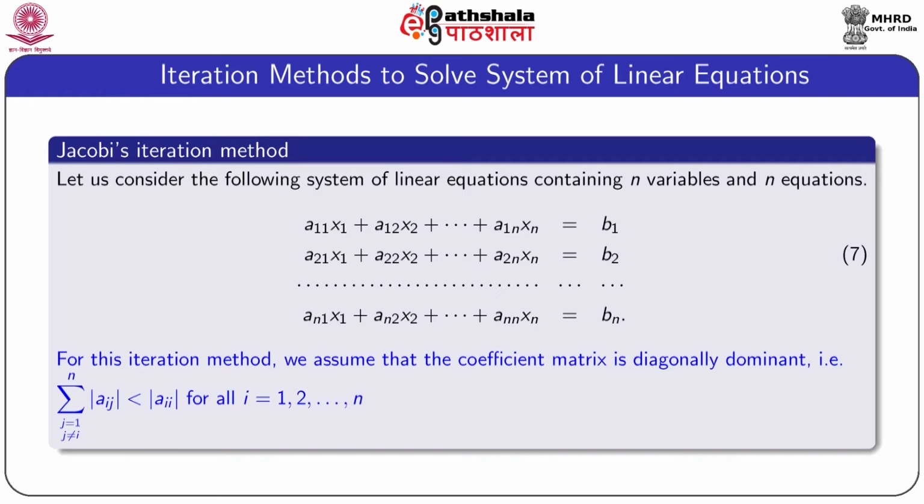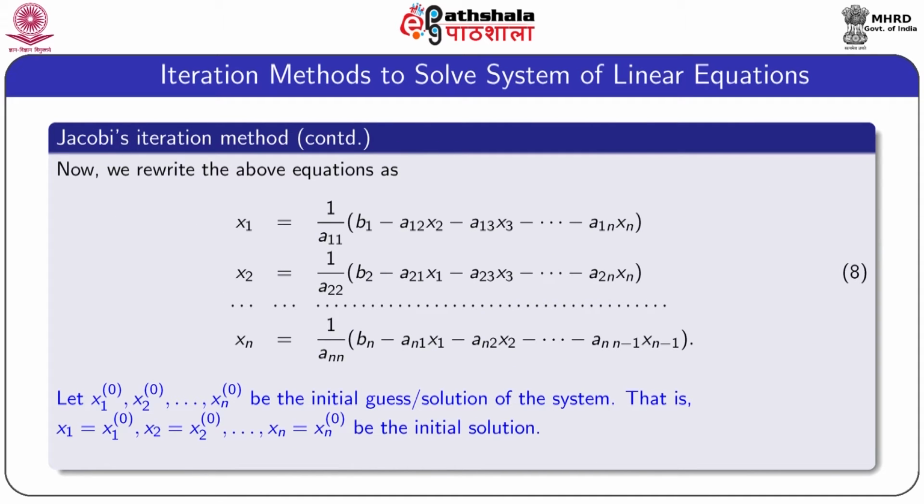That means the summation over j equal to 1 to n, j not equal to i, of the absolute value of aij is strictly less than the absolute value of the diagonal element aii, and this condition should be satisfied for all values of i equal to 1 to n. Or, the summation over i equal to 1 to n, i not equal to j, of the absolute value of aij is strictly less than the absolute value of ajj for all j equal to 1 to n.